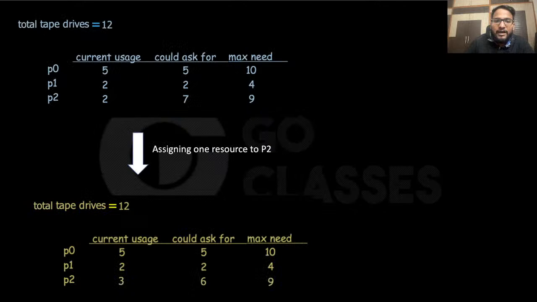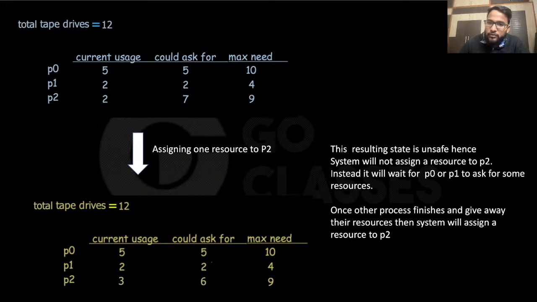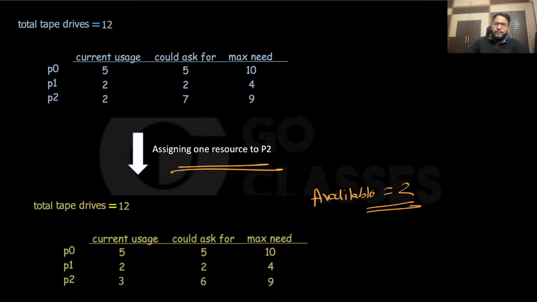So let me just check, right? Assigning one resource to P2. If I assign one resource to P2, then this 2 will become 3, and the available will become 2, right? Available will be just 2. Now just check if this is a safe state or not. Okay, I don't think it is a safe state, because with this 2 I can satisfy P1, and then there will be just 4, and then I will not be able to satisfy any of these, right? So the resulting state is unsafe, so that is why I will not assign. It depends whether the resulting state is safe or not, right? I hope that's fine with all of you.